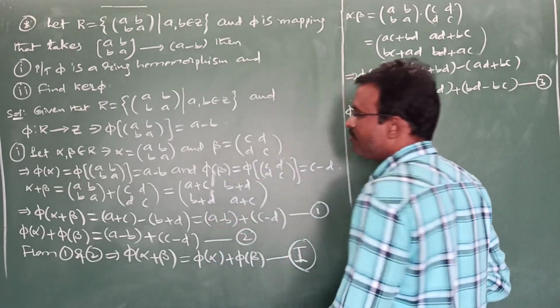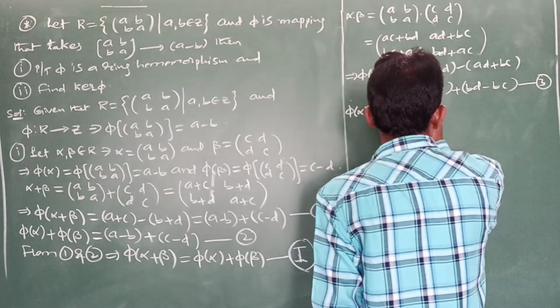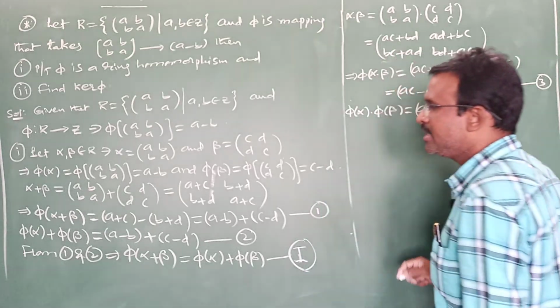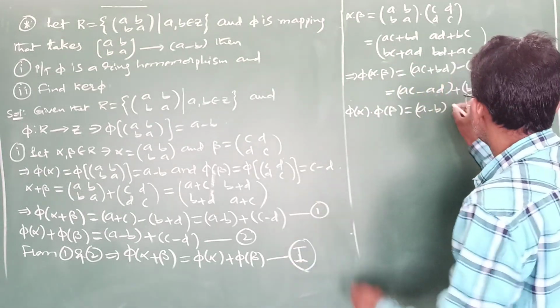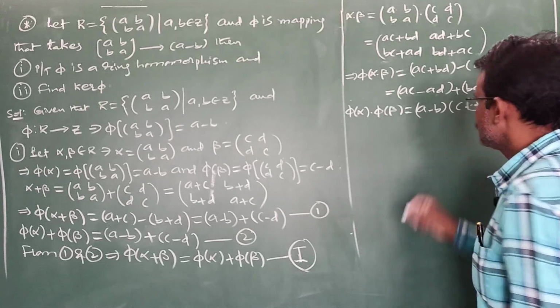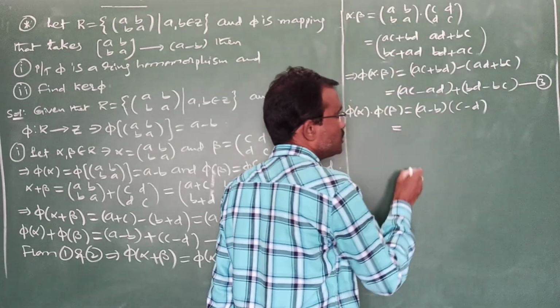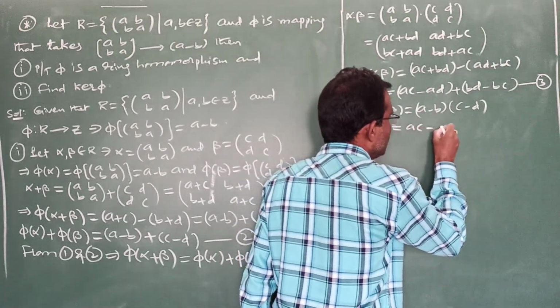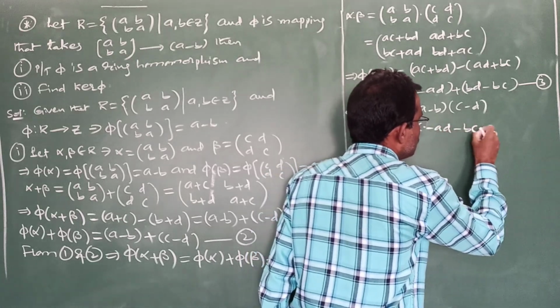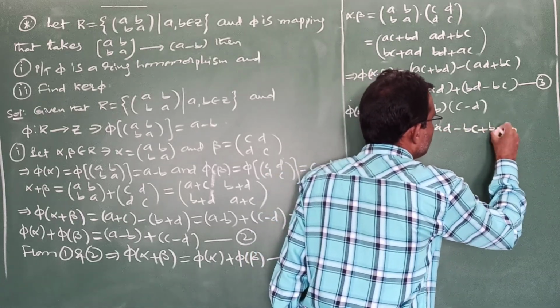What is phi of alpha? Here it is available. (A minus B) into phi of beta is what? Phi of beta is (C minus D). Yes, just do that product: AC minus AD minus BC plus BD.